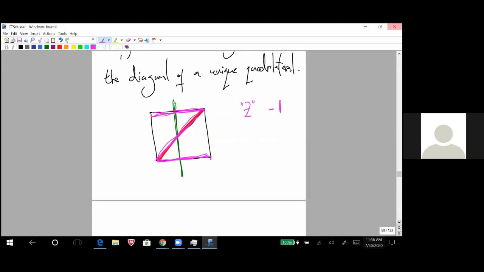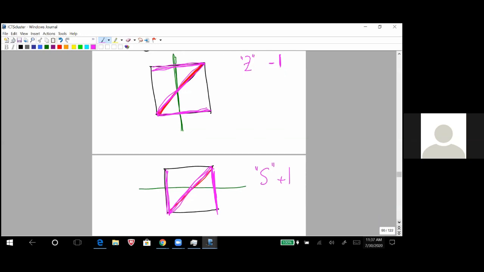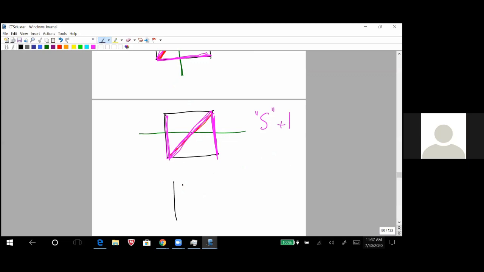Alternately, if it crosses like this, you can call this the S pattern, because if you look at the edges that this lamination crosses, and tilt your head by 90 degrees and imagine drawing the green line vertically, then this is the S pattern, and you get a +1. Otherwise, 0.